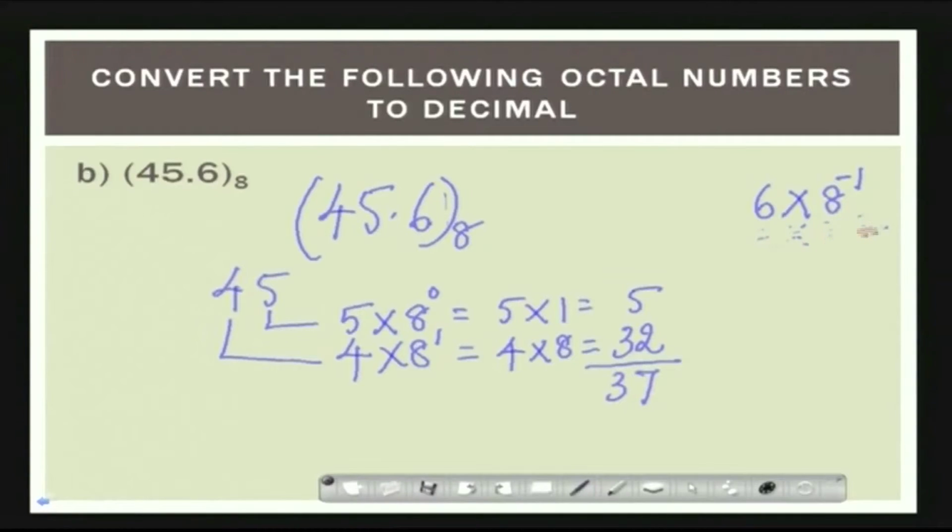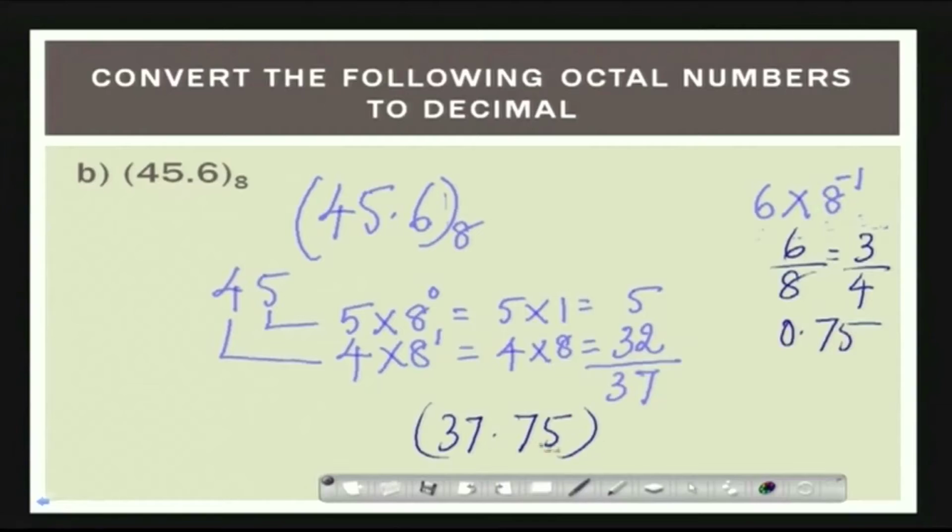So, I am stopping with 6 into 8 power minus 1, which is nothing but 6 by 8. What is 6 by 8? It is 3 by 4. And what does 3 by 4 give us? 0.75. So, what will be the answer for this 45.6? It will be 37.75 when it is converted to the decimal number. So, this is what you should remember.